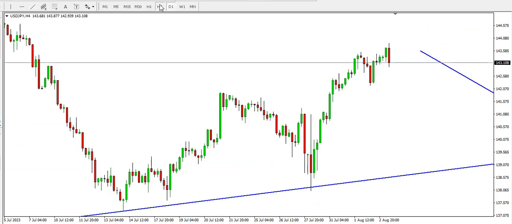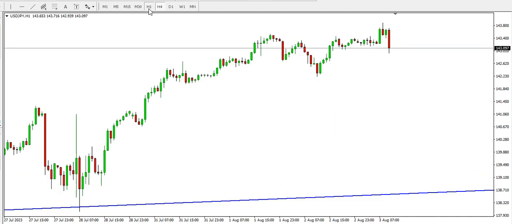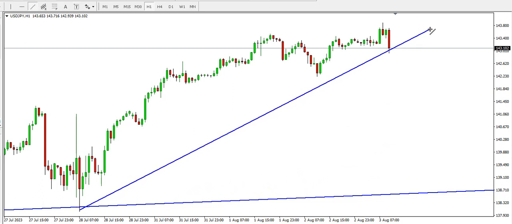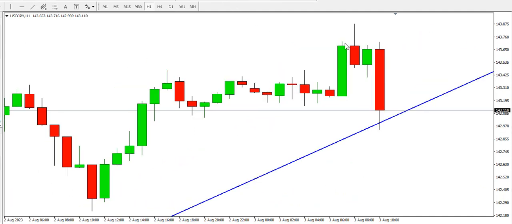On the 4-hour time frame, the trend is bullish. On the 1-hour time frame, still bullish. But the current 1-hour candlestick is trying to tell us that the bears are trying to come in. Okay, but this might turn out to be a fake drop. Price might push up and continue to go up.